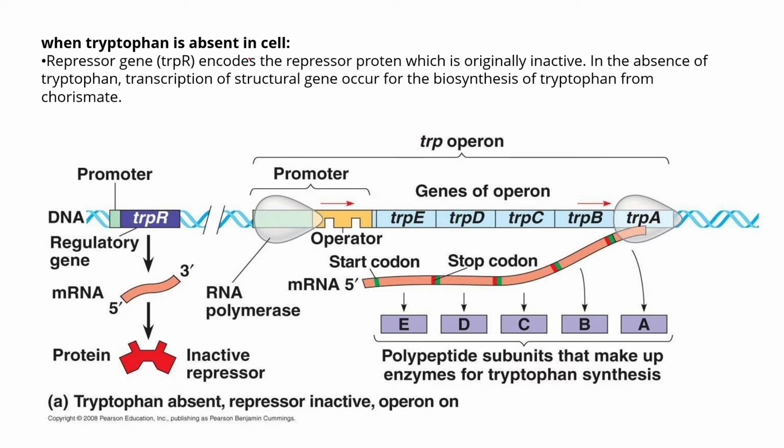As I said, when tryptophan is absent, by default, the tryptophan operon is always in an on position. It will always try to synthesize the tryptophan amino acid. So what happens in the absence of tryptophan in the cell? The promoter region has our RNA polymerase, and it continuously reads the structural genes, and the tryptophan synthesis occurs continuously.